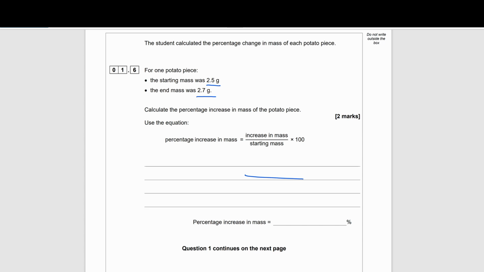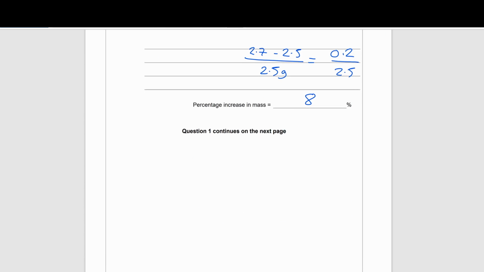So starting mass is 2.5 grams. Our increase in mass needs to be the change between our two masses. So it should be 2.7 minus 2.5, which is equal to 0.2, divided by 2.5. And then you need to times that by 100. So we should come out with a value of 8%.